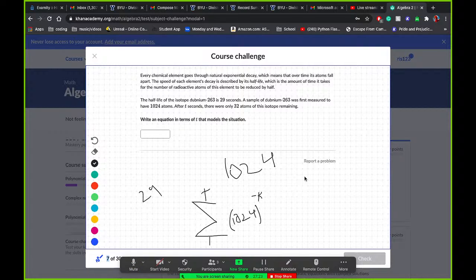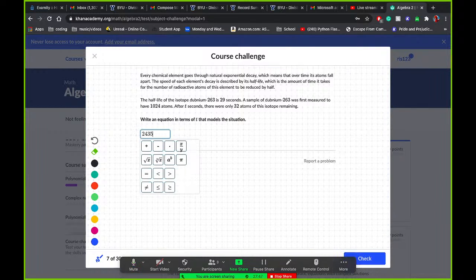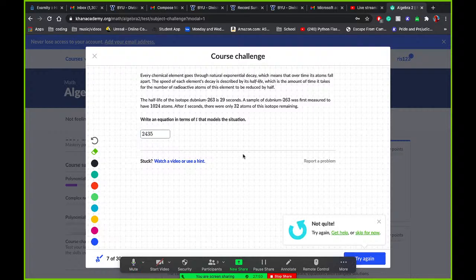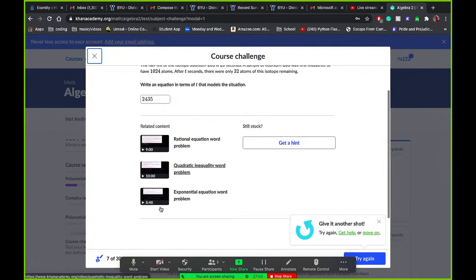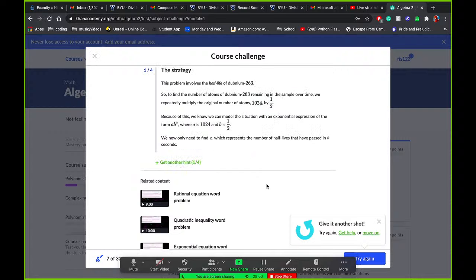Okay, so it says the half-life is 29 seconds, and so that means 29 seconds. Let's just take a hint. I'm willing to give up. Okay, so let me just write a random answer in here. So let's get a hint.